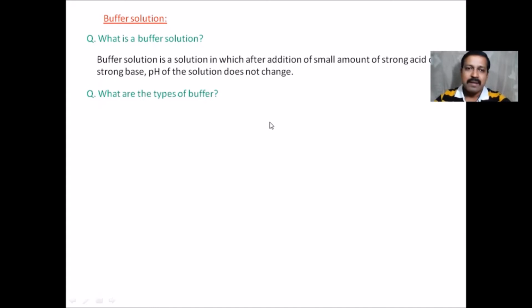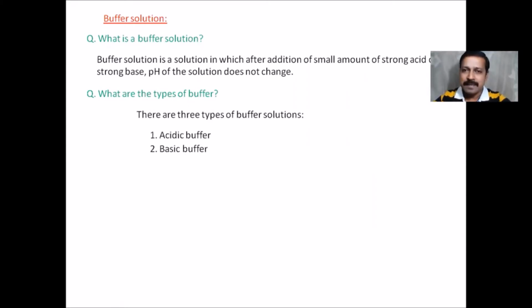Fine. Next question is, what are the types of buffer? How many types of buffer? Basically 3 types. Those are: number 1, acidic buffer; number 2, basic buffer; number 3, buffer of single salt solution, and this is also called a neutral buffer. The third one is also called neutral buffer. So 3 types of buffer we got: acidic, basic, and neutral. Correct? Next question is, how acidic buffers are made, how acidic buffers are prepared.